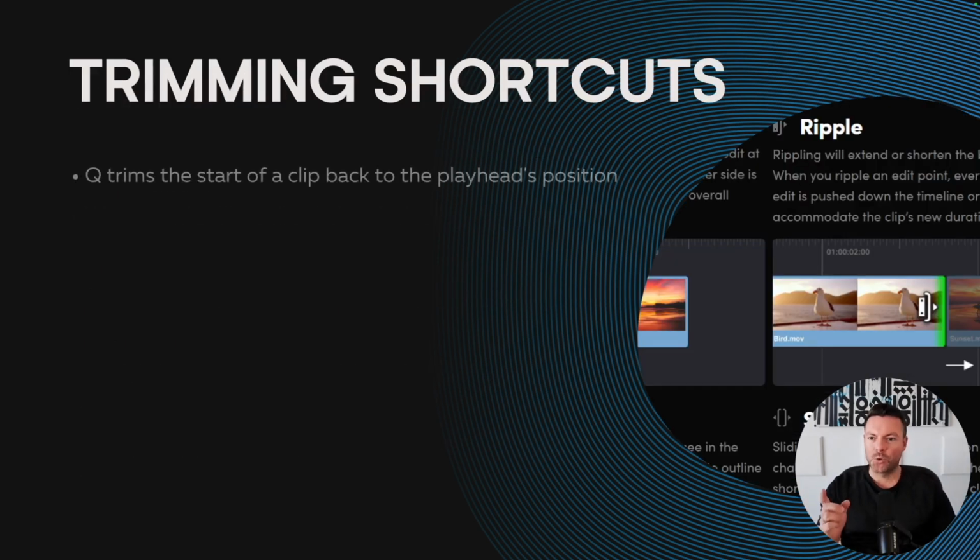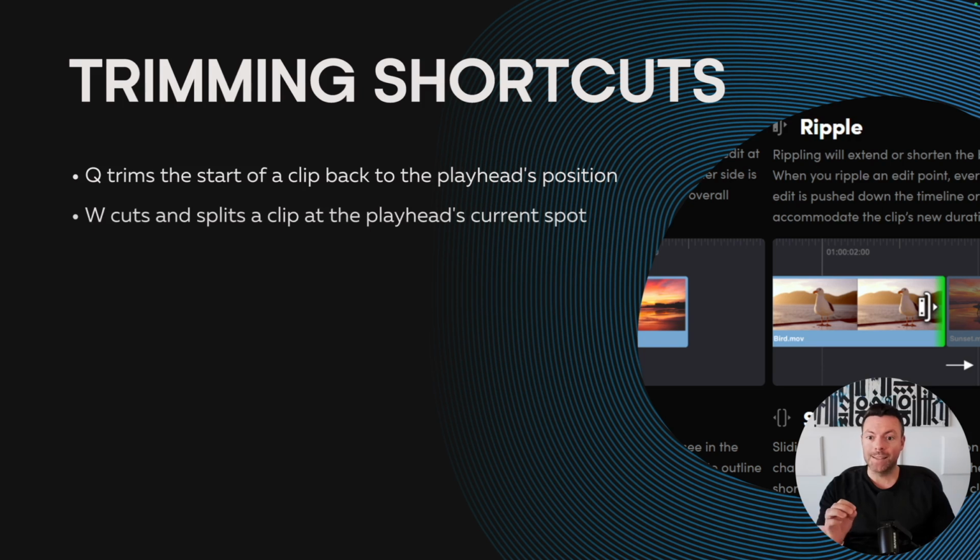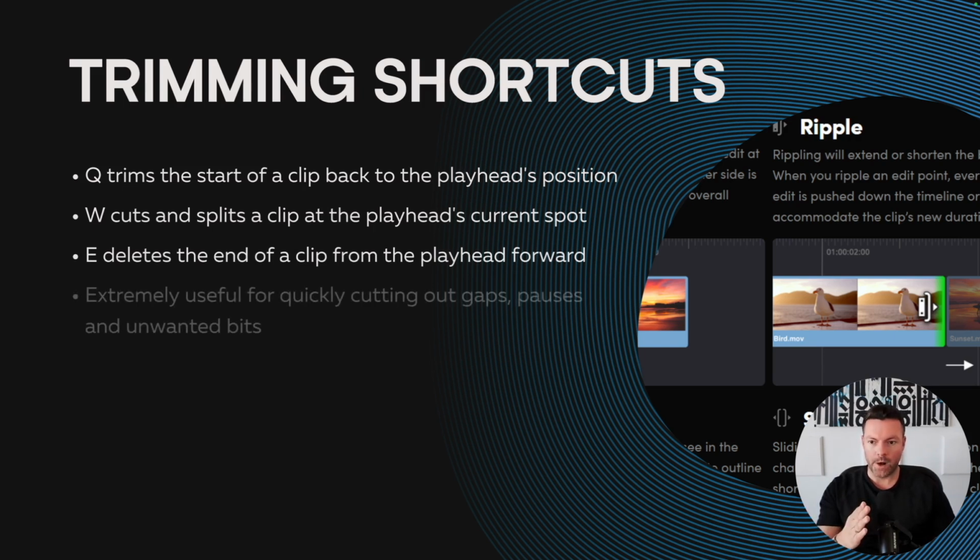All right, let's talk about trimming shortcuts. So Q trims the start of a clip back to the playhead's position. W cuts and splits the clip at the playhead's current spot, and E deletes the end of a clip from the playhead forward from there. This is extremely useful for quickly editing out gaps, pauses, and unwanted bits. You can do this very quickly with these shortcuts, okay?